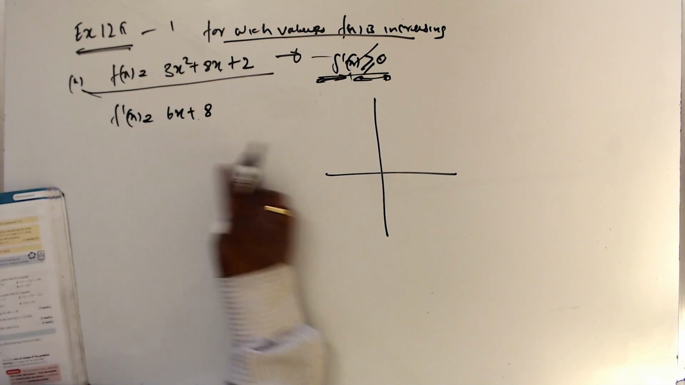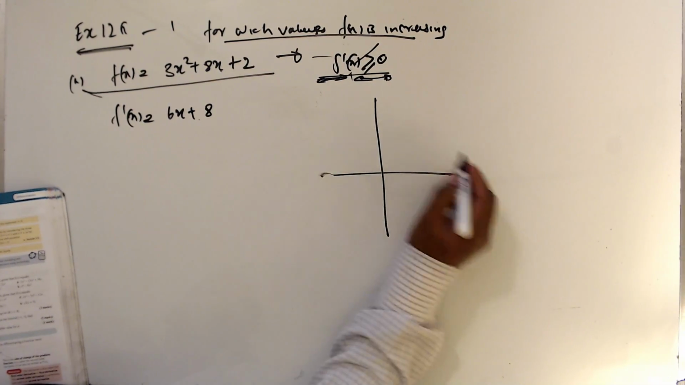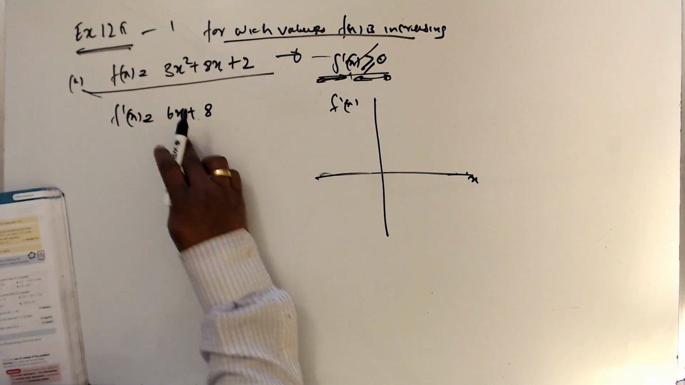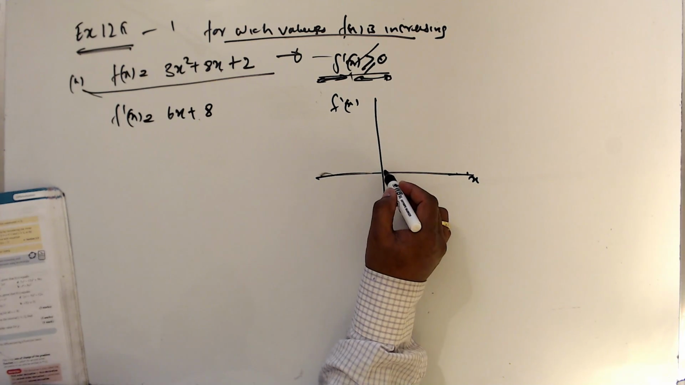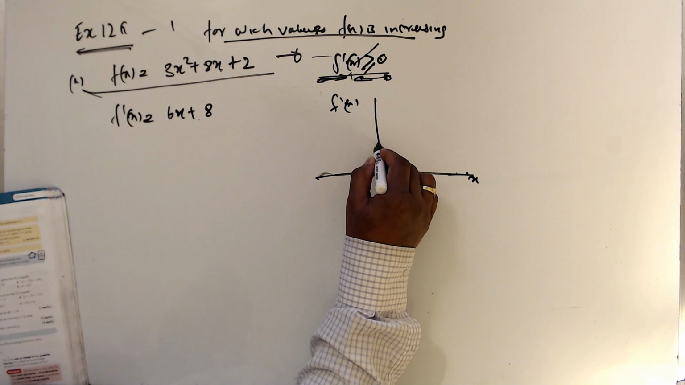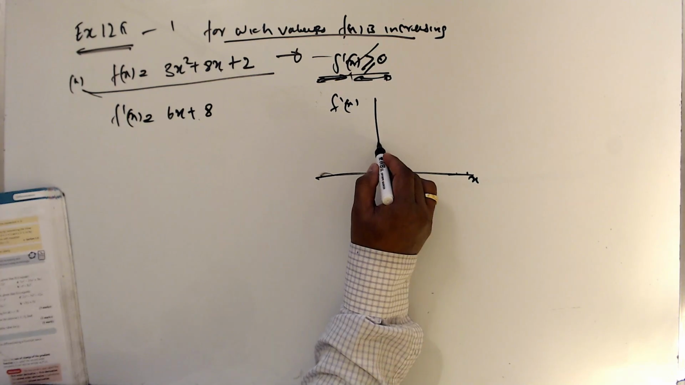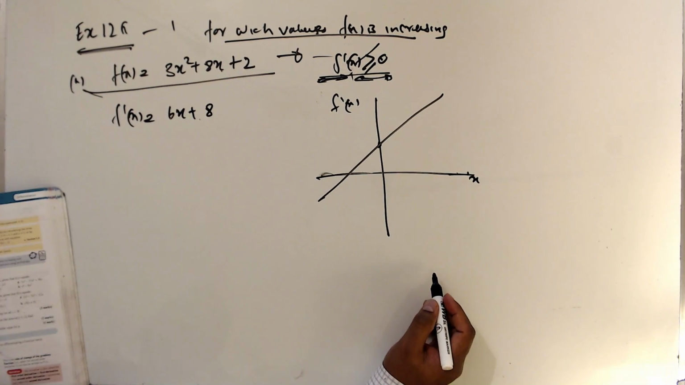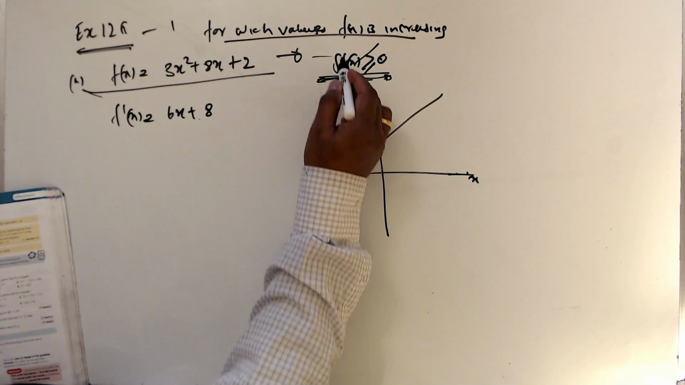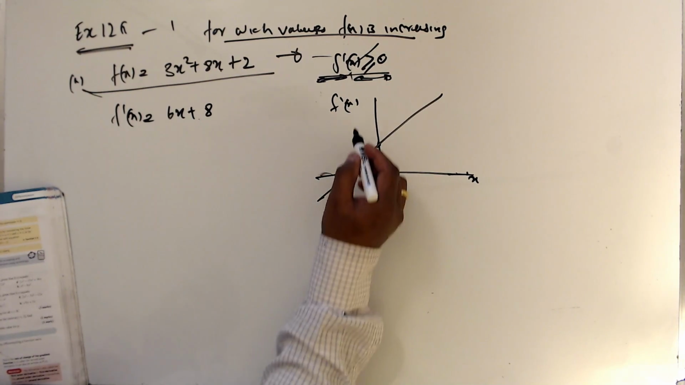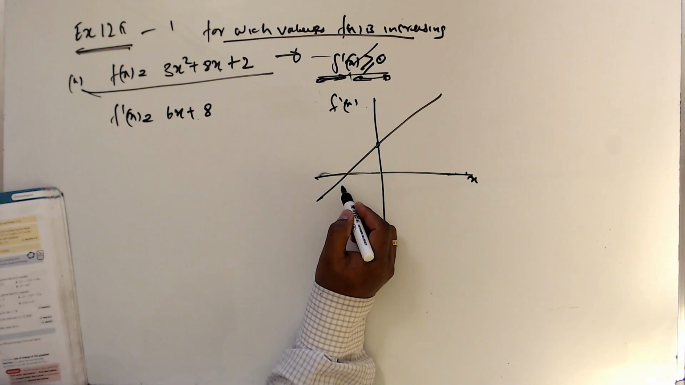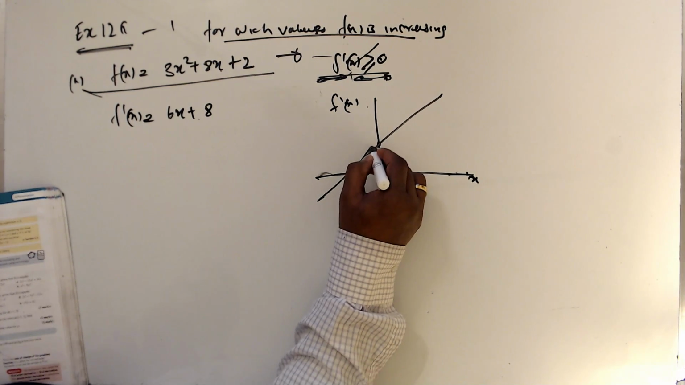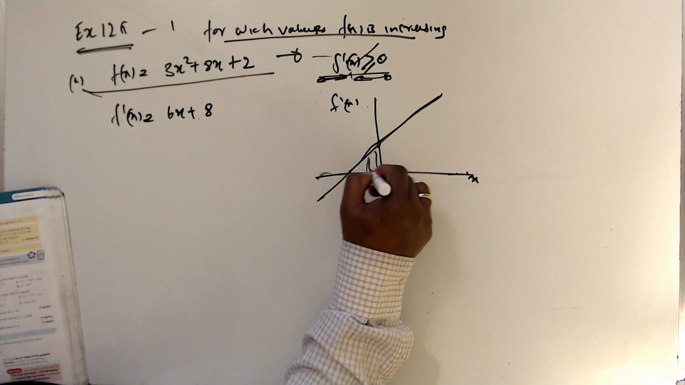It is a line. So now this is x and f'(x) on the y-axis, and this is 6x plus 8. When x equals 0 it has a positive gradient, and it's going like this. Now in which area is f'(x) positive? f'(x) means the y value in here. The y value is positive from here onward. This is positive. Can you see?